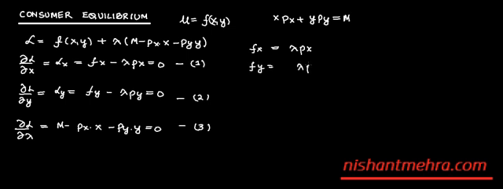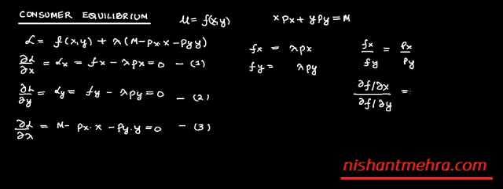So you can write equation 1 as fx equals lambda px, and equation 2 as fy equals lambda py. Dividing 1 by 2, what you'll get is fx by fy equals px by py. This is what you'll be getting. And what is fx by fy? f(x,y), x and y are the two arguments of the utility function. So fx is basically del f by del x, fy is basically del f by del y, which should be equal to px by py.